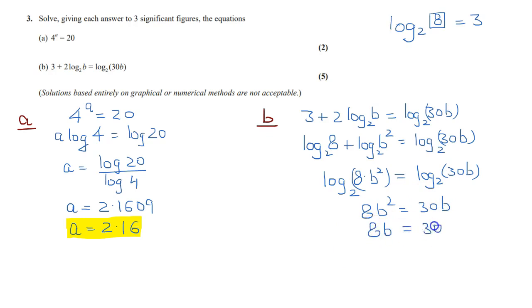B is equal to 30, so b will be 30 over 8, or b will be 15 over 4. He is asking for 3 significant figures, so 15 over 4 is 7.5 over 2, that is 3.75. This is up to 3 significant figures. If you write your answer up to here, you may lose marks because the question says 3 significant figures. So that's why it is necessary and a must that you read each and every part of the question.